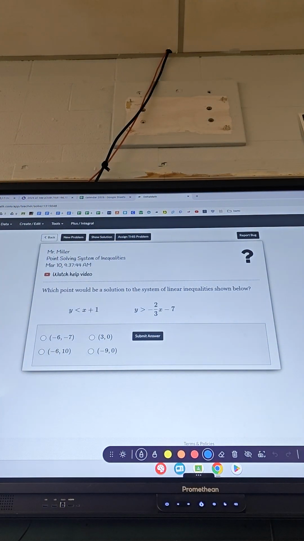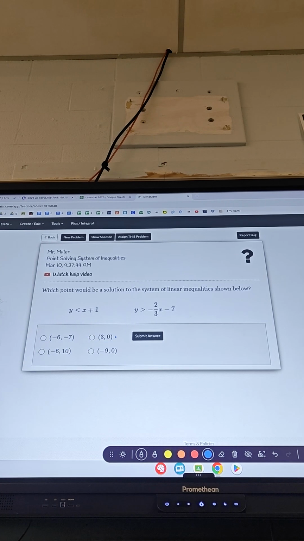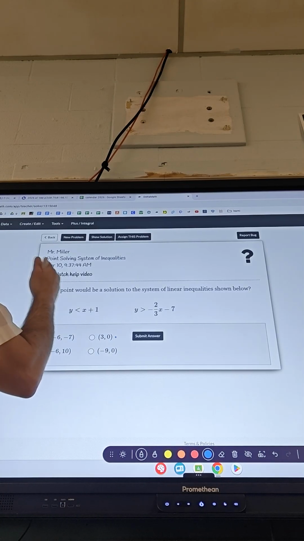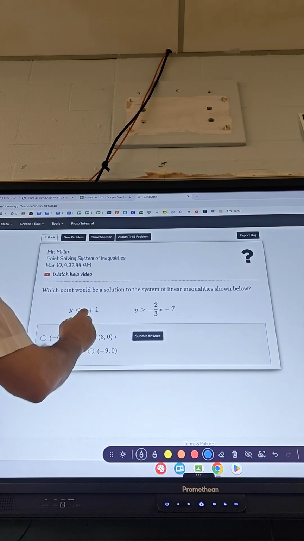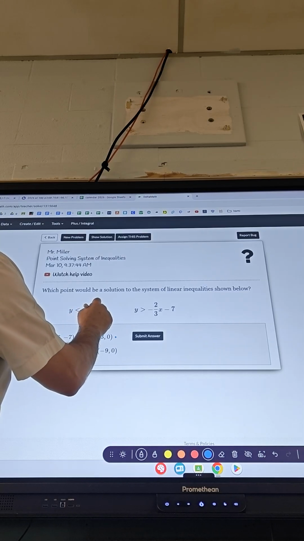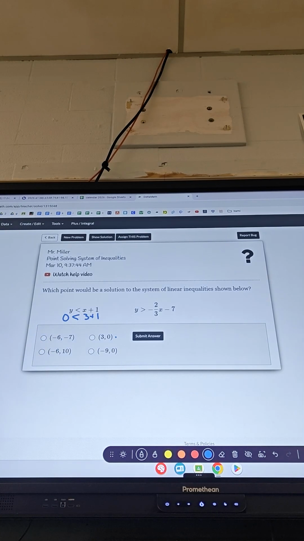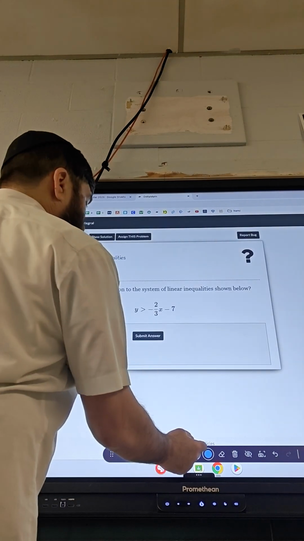So you basically got to try each point. My tip to you would be to start with this one just because there's no negatives. It's easier to plug in. So you got to plug it in and see if it comes out true. I'm going to plug in 3 for x, so 0 is less than 3 plus 1. That's true. So now I got to plug it in the other equation.